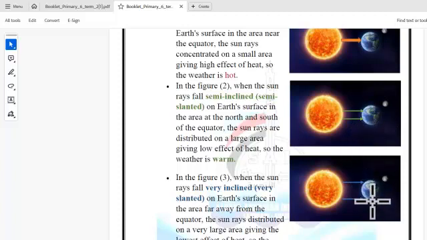In figure 3, when the sun rays fall very inclined on the Earth's surface in the area far away from the equator, the sun rays are distributed on a very large area giving lowest effect of heat, so the weather is very cold.